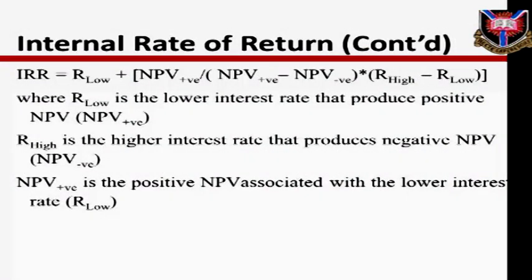IRR equals R with the lower interest rate, plus NPV associated with the lower interest rate, divided by bracket NPV with higher interest rate minus NPV with lower interest rate, times R with higher interest rate minus R with lower interest rate.